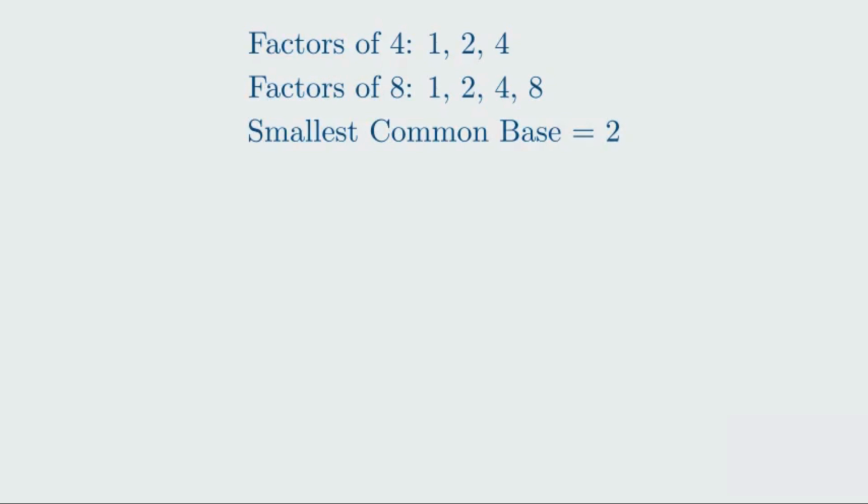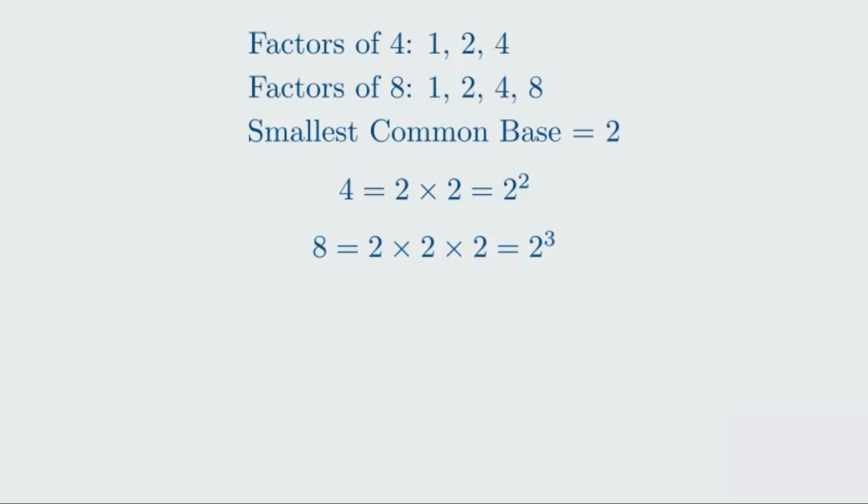Let's see how. First, for 4, we can write it as 2 times 2. In exponential form, that's 2 squared. So 4 is the same as 2 to the power of 2. Next, let's do the same for 8. We can write 8 as 2 times 2 times 2, which is 2 cubed. So 8 is the same as 2 to the power of 3. Great, we've found our common base, 2.